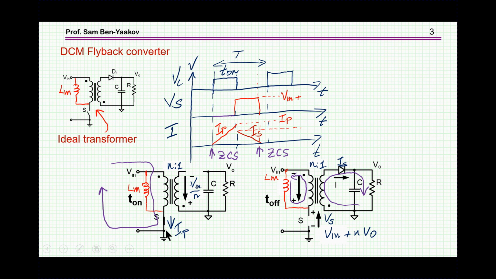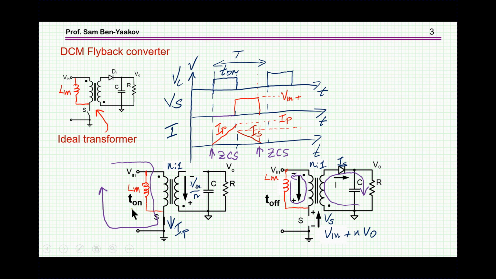Now there are some voltage stresses here. When the switch is on, there is V in over N. N to 1 is the ratio of this transformer. N could be larger or smaller than 1. So we have here V in over N plus V out. This will be the voltage across the diode in the off state. And here we'll have a voltage across the transistor in the off state of V in plus N times V out, where N is again the turns ratio.